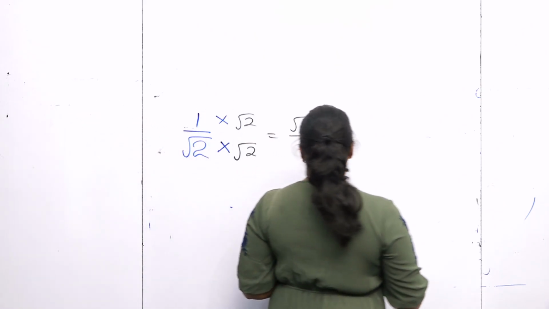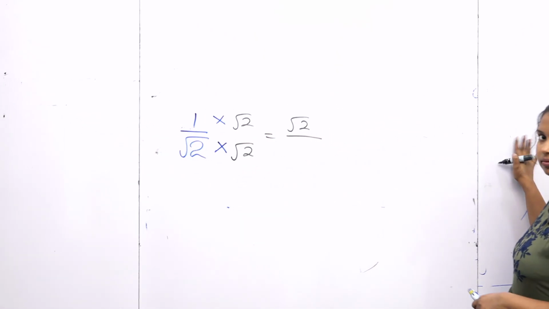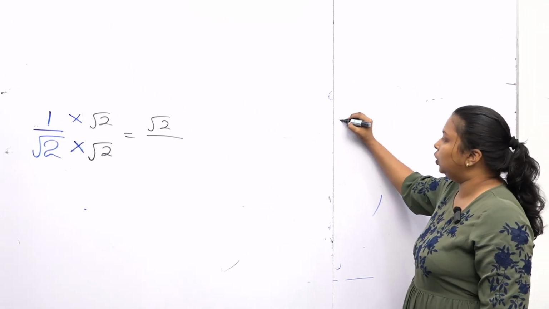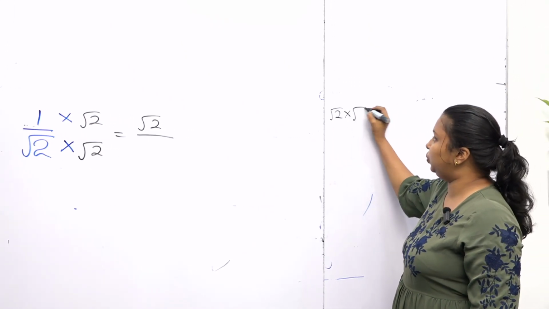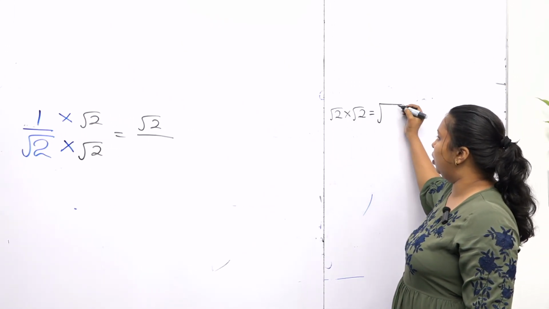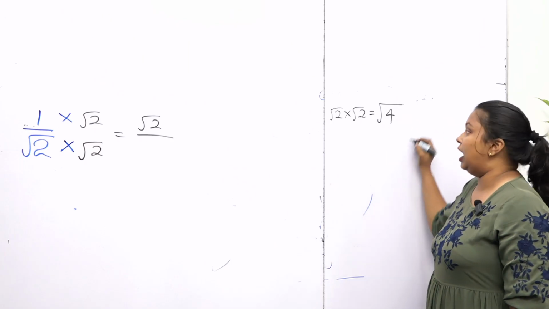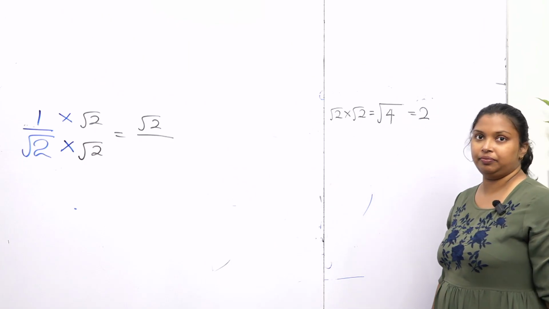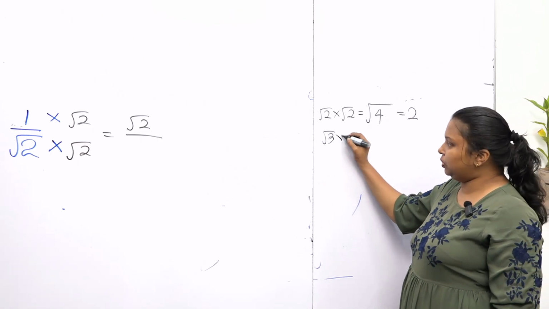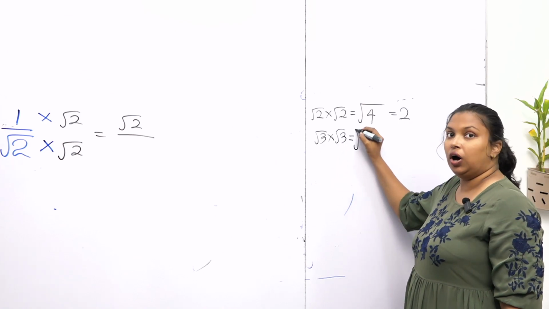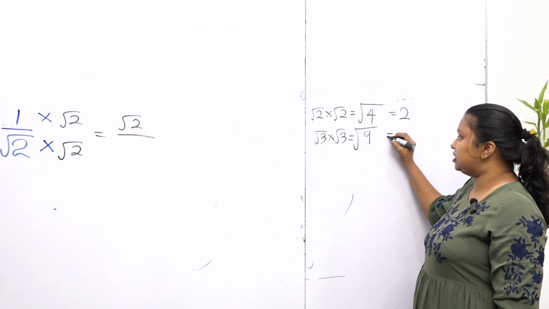Okay. I will teach you something here. Maybe root 2 times root 2. Square root of 4, right? Answer is 2, right? Root 3 times root 3, square root of 9. This is 3.